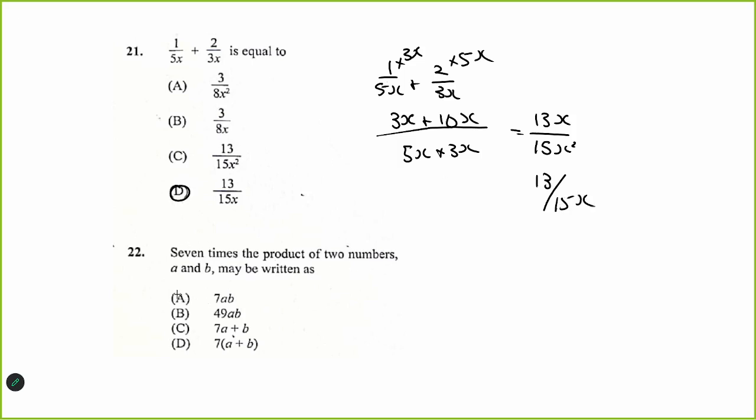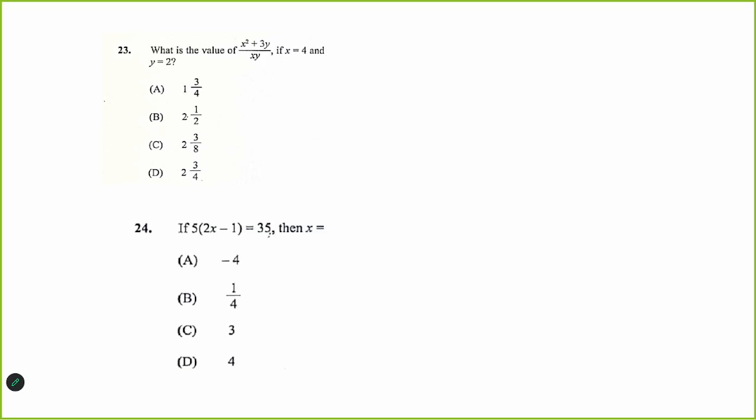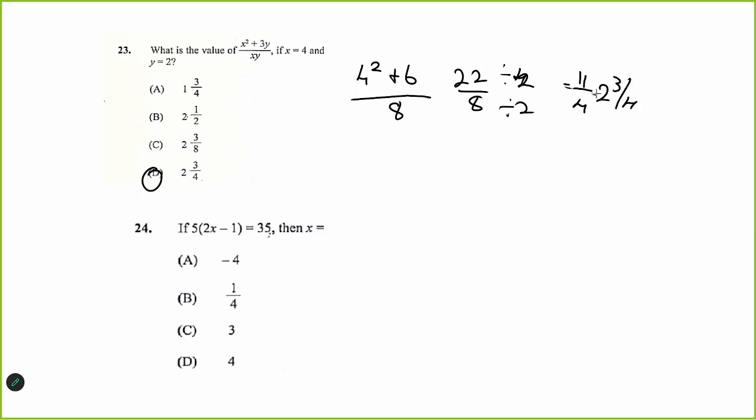7 times the product of two numbers A, B, that's A. That's a repeated question. I believe the answer was D, but let's check and see. That's 4 squared plus 3 2s are 6 plus 4 2s are 8. You'll get 16 plus 6 is 22 over 8. Divide this by 2. You'll get 11 over 4. 4 could go into 11 2 times remainder 3 over 4. This question is a repeated question. The answer was not D. The answer was 4, right? And you can check it. 2 4s are 8. 8 minus 1 is 7. 7 5s are 35.